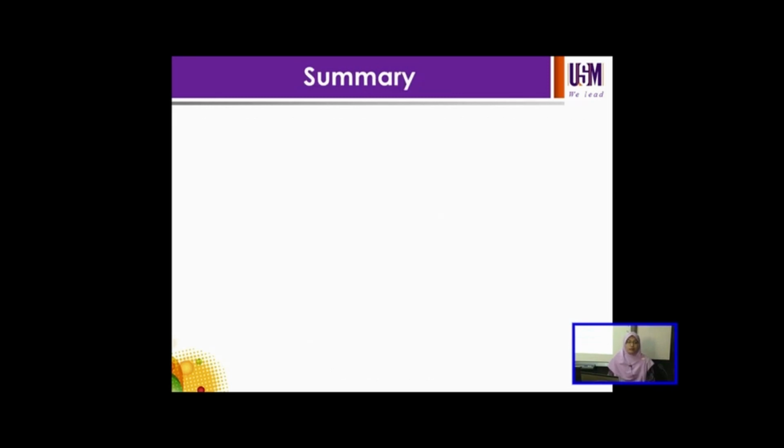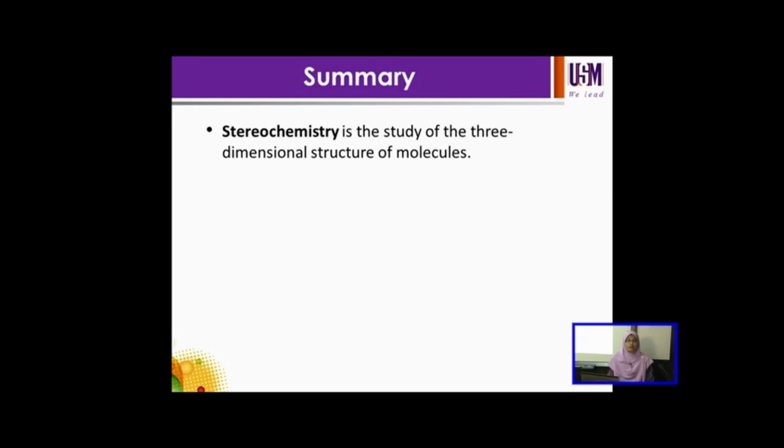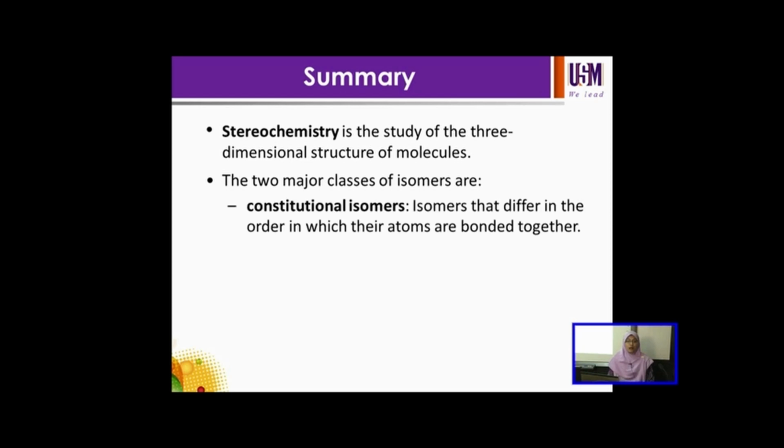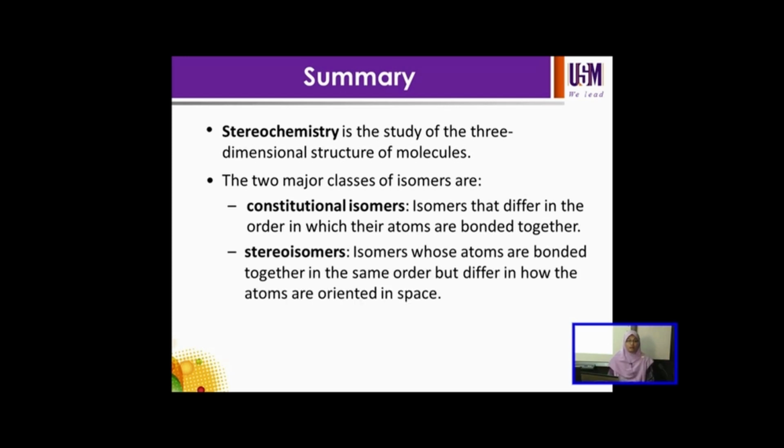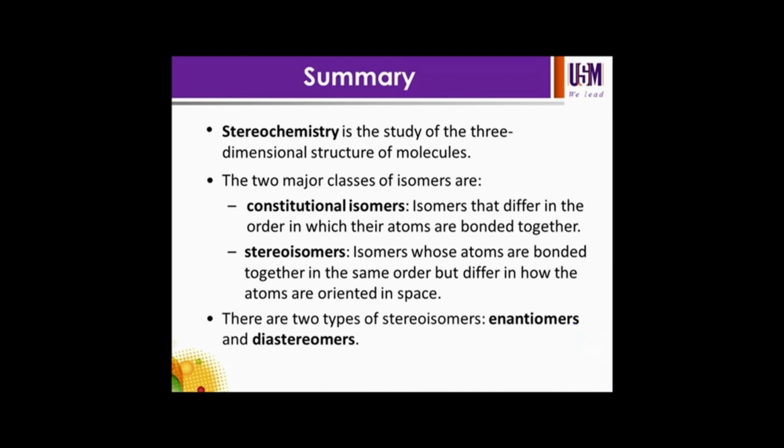As a summary, stereochemistry is the study of the 3-dimensional structures of molecules. The 2 major classes of isomers are constitutional isomers, which are isomers that differ in the order in which their atoms are bonded together, and stereoisomers, which are isomers whose atoms are bonded together in the same order but differ in how the atoms are oriented in space. There are 2 types of stereoisomers, which are enantiomers and diastereomers.